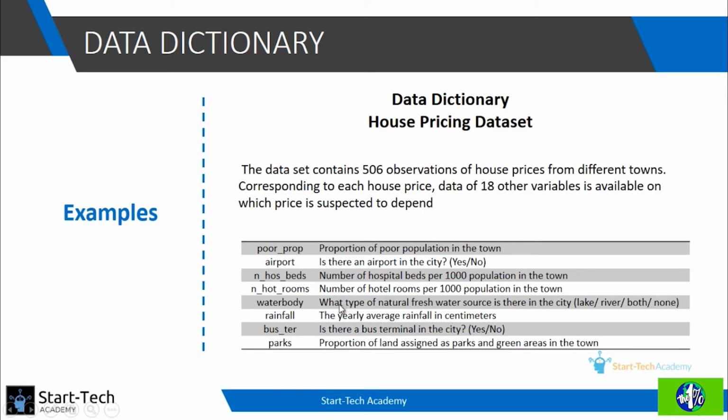Water body is another categorical variable. It has values like lake, river, both or none, which is giving us whether there is a natural freshwater source within the city or not. Rainfall is giving us the average rainfall in centimeters. Bus ter is a categorical variable which is telling us whether there is a bus terminal in the city. Yes means there is, no means there is no bus terminal in the city. And parks variable is giving us the proportion of land assigned as green land in that town.